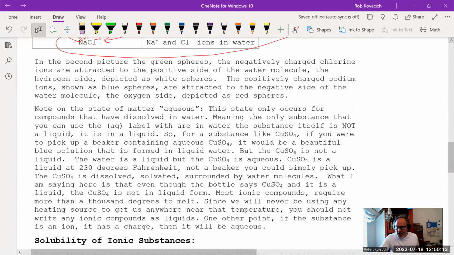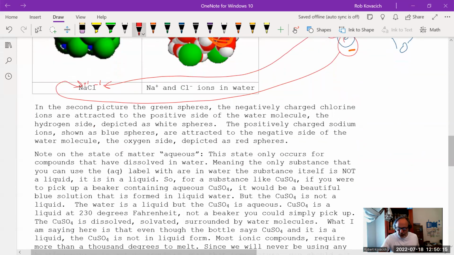Okay, so for ionic substances, I want to make something super clear. Ionic substances are compounds that are composed of cations and anions, usually a metal and a non-metal, but not always. Could be two polyatomic ions, but it has ions in it. We're going to see the solid form of it, and we're going to see aqueous forms of it. So table salt can be solid or it can be dissolved in water. What we're not going to see is gaseous table salt. We're not going to see liquid table salt.